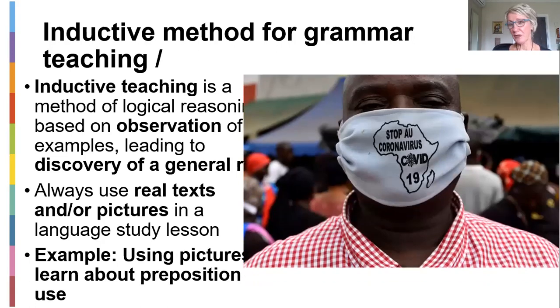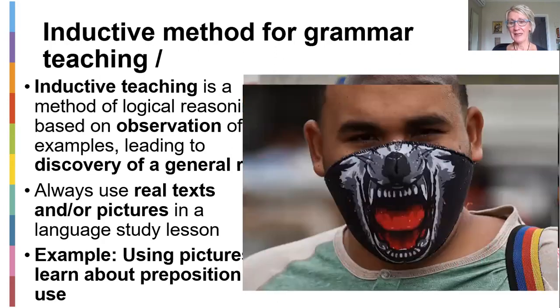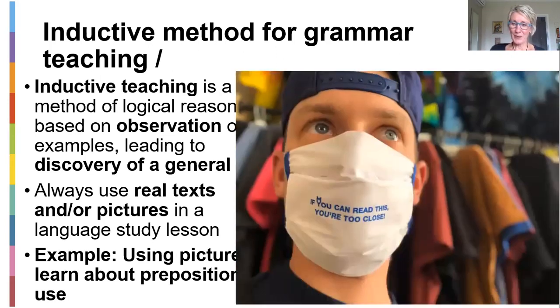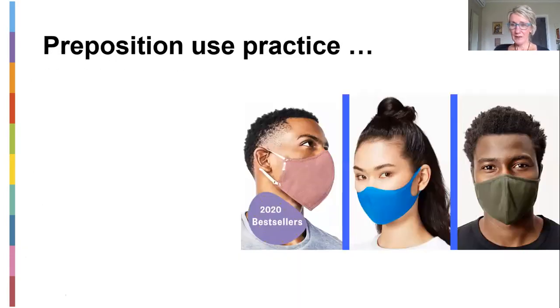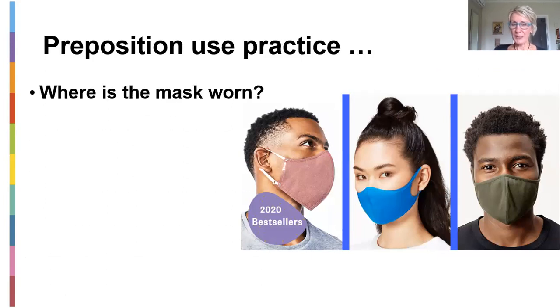And here we've got the whole use of masks, which is very relevant today. Stop the coronavirus. Yeah, that's another very spectacular face mask. Here's another one: if you can read this, you're too close. And then you could move to a whole understanding of how prepositions and masks might be used by asking certain questions, like, where is this mask worn? Okay, on the face, which is the preposition, on.